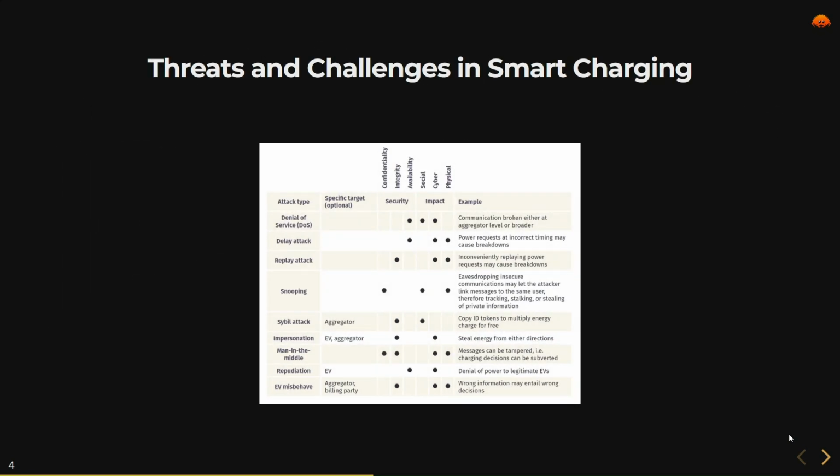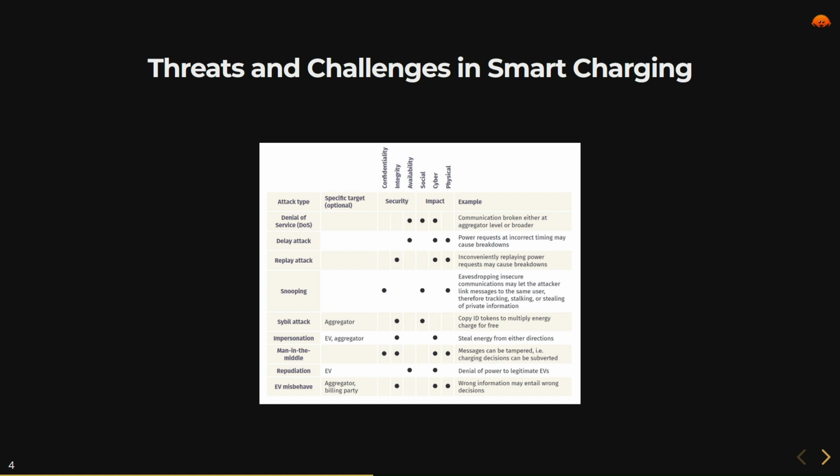Smart charging infrastructure faces several threats and challenges that need to be addressed to ensure its safety and security. So here are some of the threats and challenges in the smart charging infrastructure. Unauthorized access to the charging infrastructure can pose a significant threat. Charging infrastructure deals with user information, charging transactions, and other sensitive information. Attackers may also attempt to disrupt the charging infrastructure with a denial of service attack.